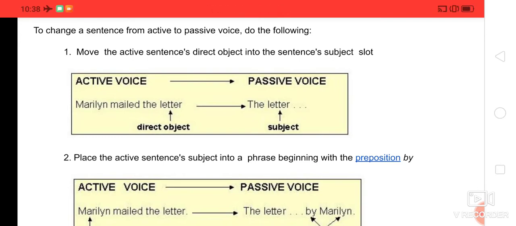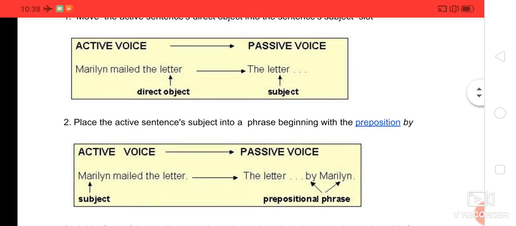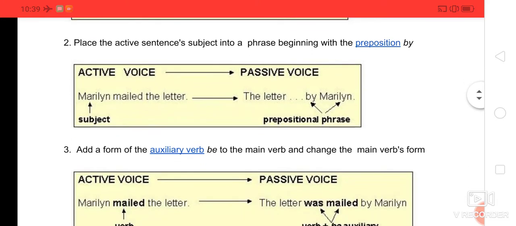So here the letter is the direct object in the active voice. Take that direct object and put it at the first position in the passive voice. So it becomes the subject in the passive voice. What is the second rule? The second rule is that the subject from the active voice takes the place of the object in the passive voice. The subject becomes the object in the passive voice, and you need to phrase the subject along with the preposition by.